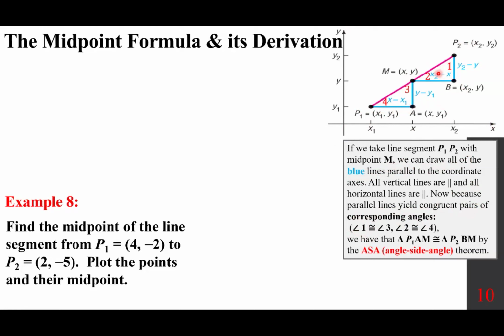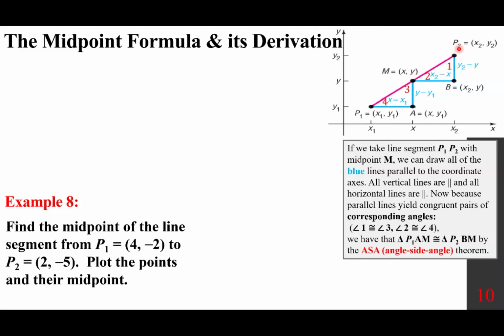The two triangles become identical. Why are they identical? Because all the angles are equal, and one side is equal. Remember, we are looking at the midpoint. So this distance is identical to this distance. In other words, P1M equals MP2, or P2M.